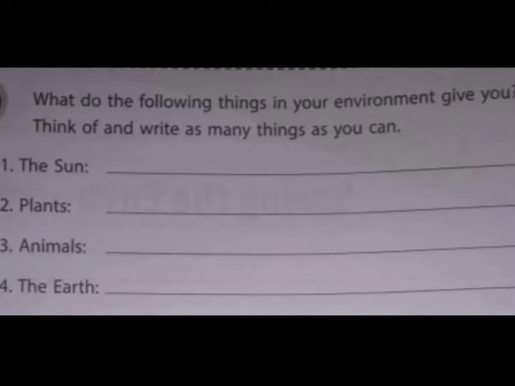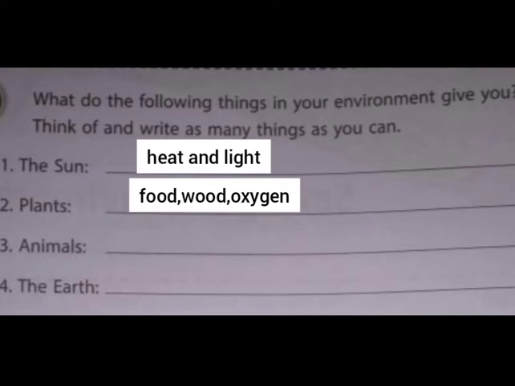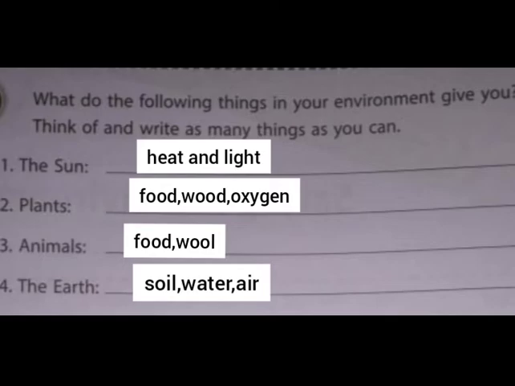Open your textbook, page number 46. There you can see a question. What do the following things in your environment give you? Think of and write as many things as you can. First one is sun. Sun gives us heat and light. Second question, plants. What is the answer? Plants give food, wood and oxygen. Then animals. Animals give food and wool. Then earth. Earth is the place where we live. Earth gives soil, water and air.